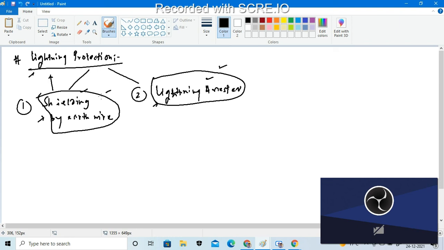Another device associated with lightning protection is shielding by the earthwire. From the lightning arresters to the ground we have some wires. That wire, the earthwire, will provide the shielding, which protects any such devices, buildings, or electrical components from lightning. So these are the two important devices which protect from lightning faults.